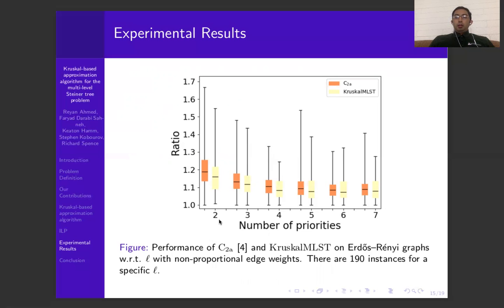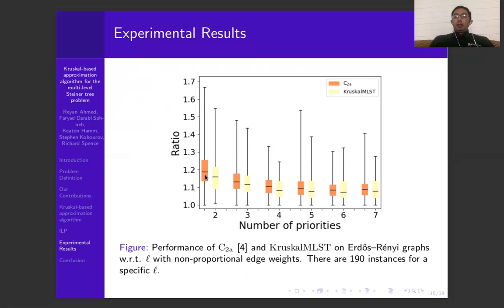And we consider different values of L, and for a particular value of L, we aggregate all the instances. For example, there are 190 instances for a specific L, and we provide the minimum, the average, and the maximum experimental approximation ratio. And we provide it for both algorithms, C2A and Kruskal-MLST.